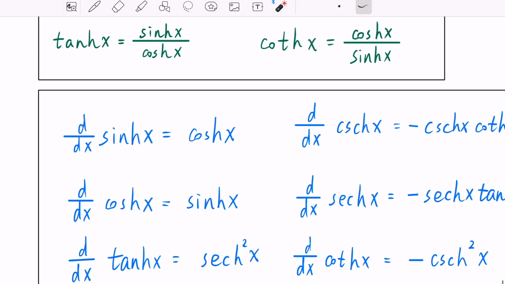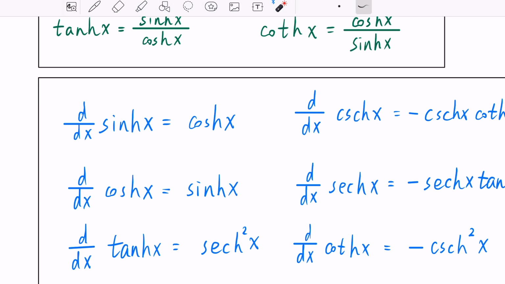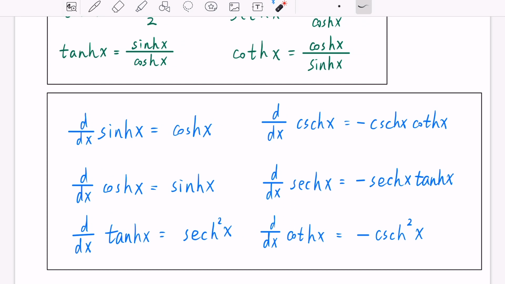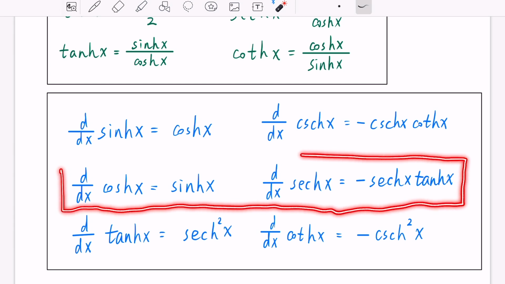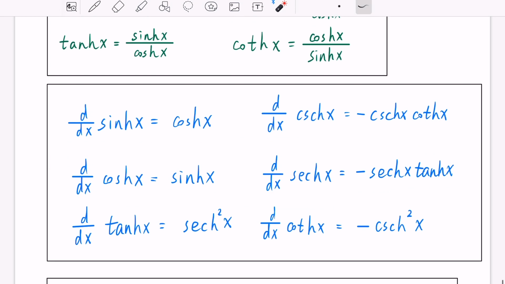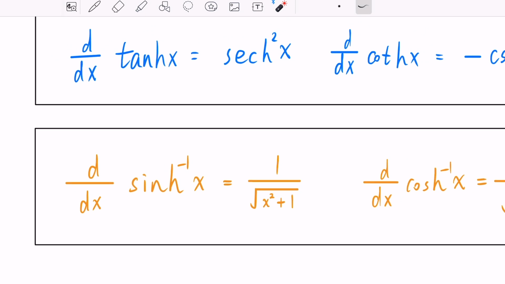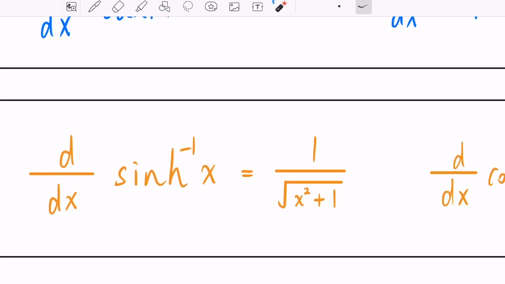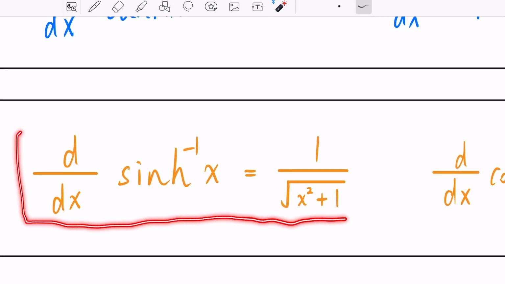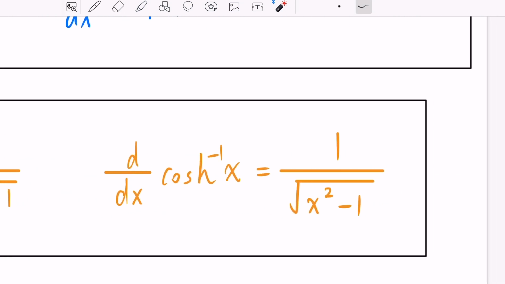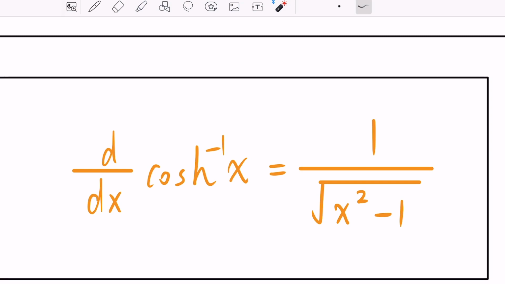Okay, then we talk about how to compute differentiation of hyperbolic functions. At the beginning, I said it sounds kind of like trigonometric functions, and the only difference is the sign, while the others are the same. Next, we talked about how to find the inverse of hyperbolic functions. Then we proved the hyperbolic sine, and you can try the same way to finish hyperbolic cosine.